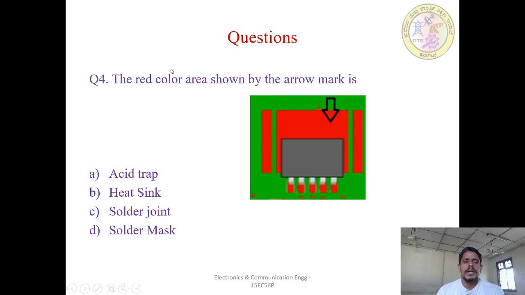Fourth one, the red colored area shown by the arrow mark is this one. Acid trap, heat sink, solder joint, or solder mask? The answer is heat sink.